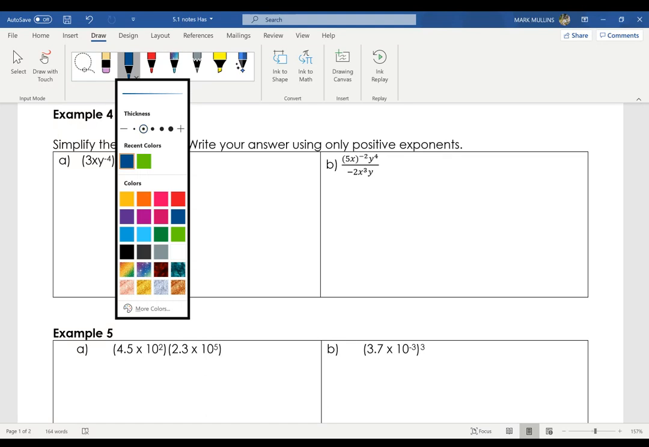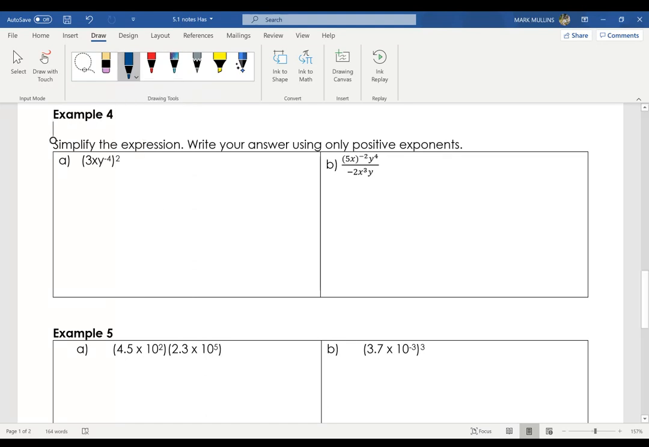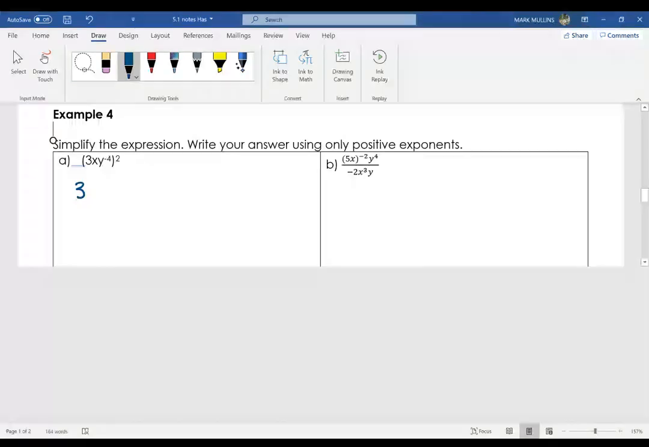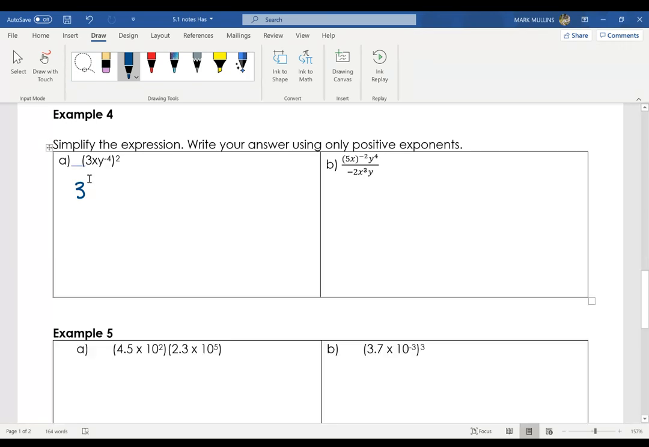All right, come on, color. So 3 squared. Sorry, technical difficulty. 3 squared. Why are you not writing?